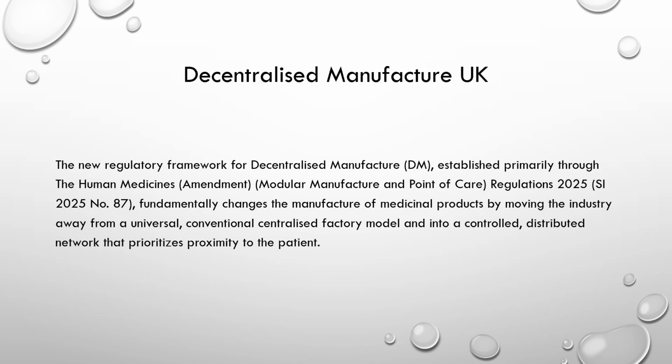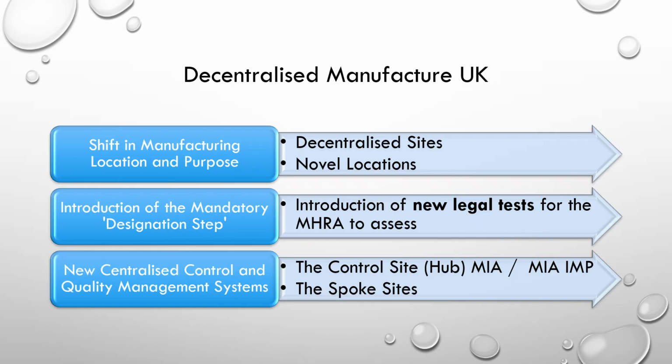And this is where this decentralized manufacturing approach can be advantageous. So what is it about? Basically, it's a shift in the manufacturing location and the purpose for that manufacturing. You have these decentralized sites, and they can be novel locations. In order to do this, you have to go through a mandatory designation step, and once you have that designation, you're able to do this approach. And therefore, the MHRA are going to inspect your control sites.